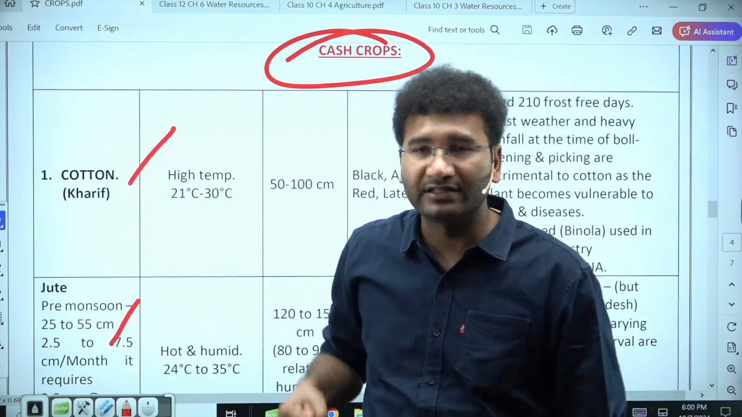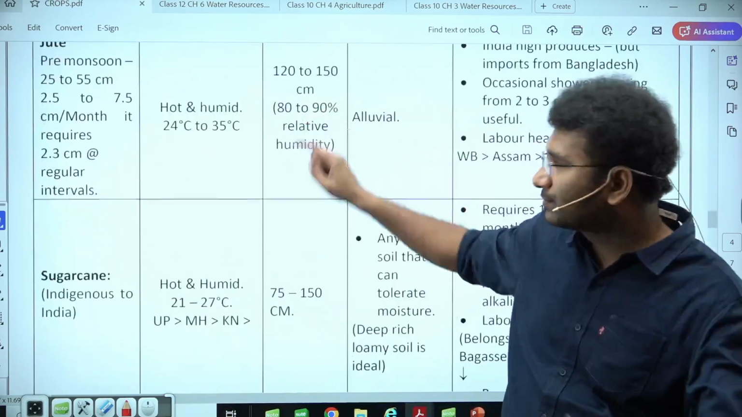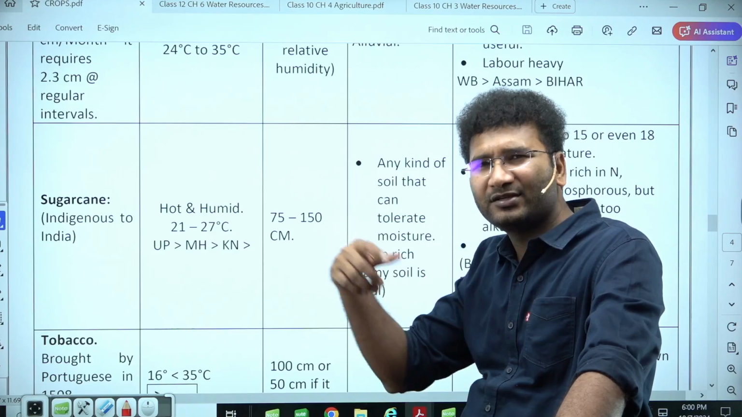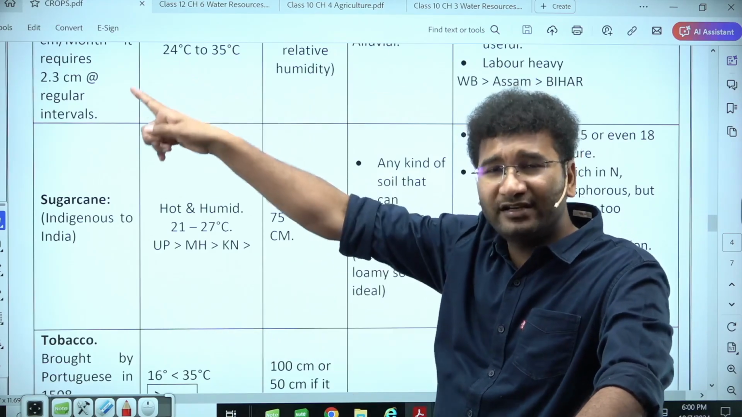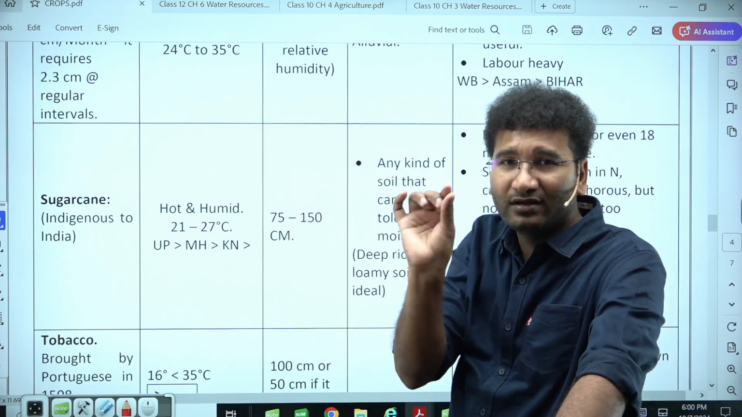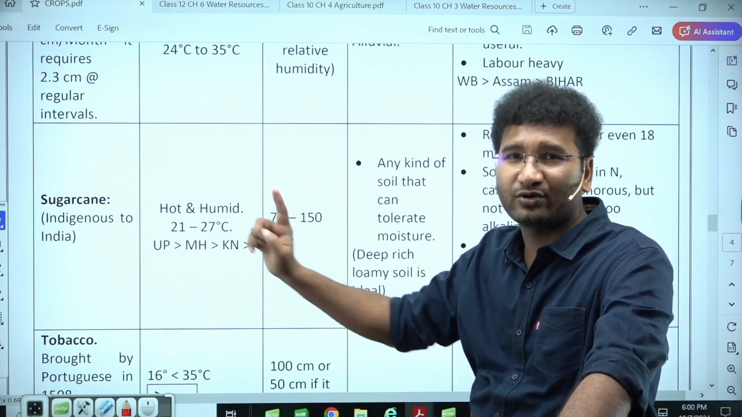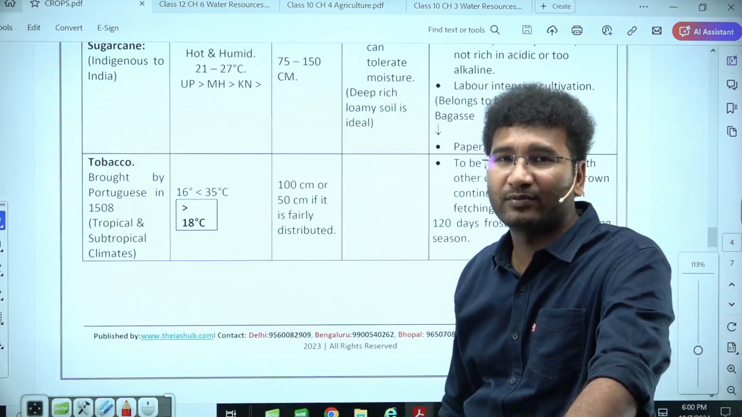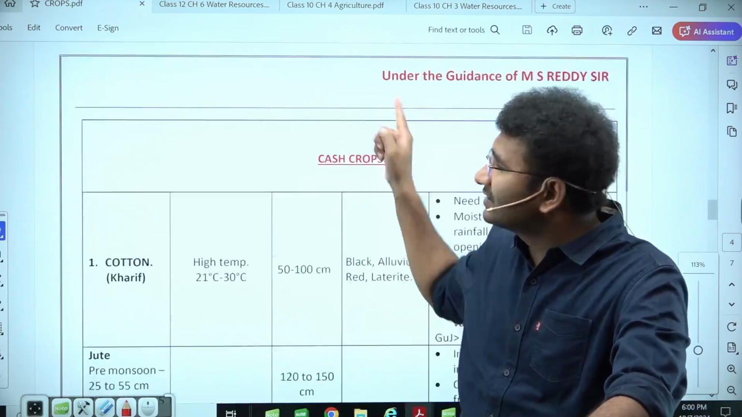Jute se bags banta hai. Likewise, ropes banta hai. Sugarcane, you are not going to eat it directly. Sometimes juice and so, but majorly it is going for industry and वहाँ पे filter होकर you get sugar. This is also a cash crop, right? That is used in the industry. Likewise, tobacco is also a cash crop. Now you need to know these are the cash crops.